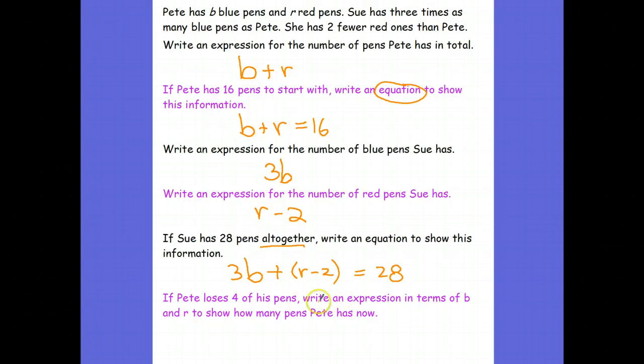And the last question on this page, if Pete loses 4 of his pens, write an expression in terms of B and R to show how many pens he has now. Well, he did have, before losing the pens, he did have B plus R.